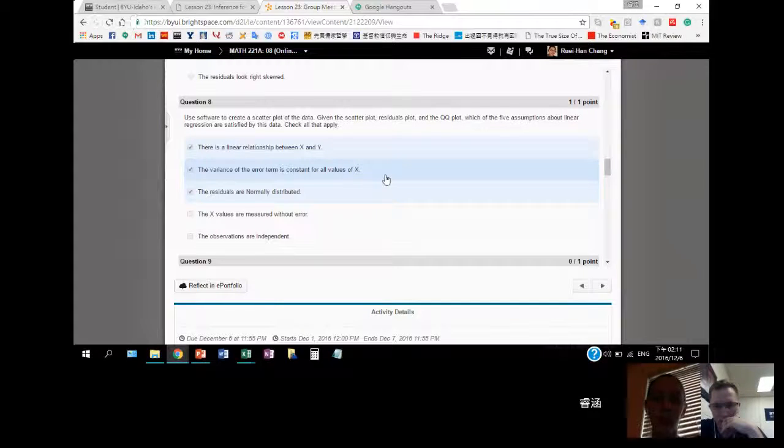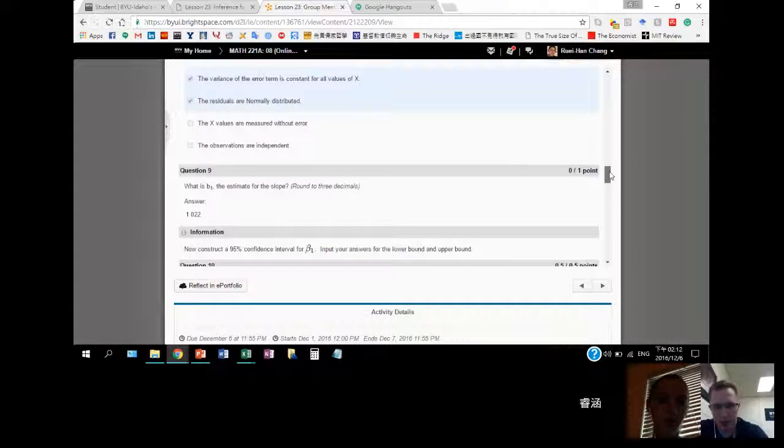No, I got number 9 wrong, it's 12.695. For question 8, these 3 are right. This is the answer of number 8. So the top 3, move off the bottom 2. Okay, I think we're good then. So question 9 was 12.695.